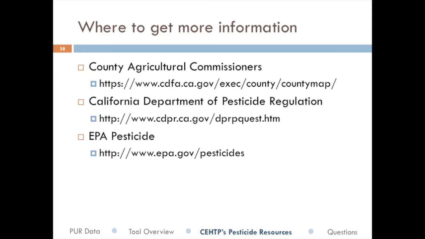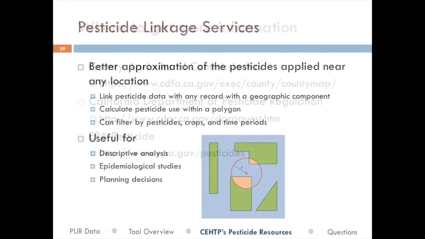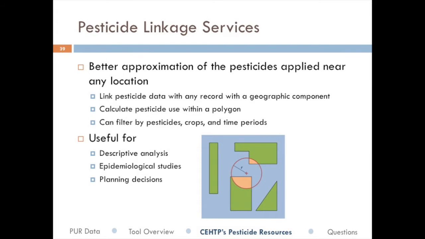Our program also offers pesticide linkage services which calculate or characterize the agricultural pesticides applied within an area. The area can be a specific radius around a point, such as an address, or it can be any shaped polygon. Unlike the pesticide mapping tool, this service takes into account the fields where pesticides are applied rather than assuming the whole section has had pesticides applied evenly. This service also allows us to specify crops, pesticides, and time periods. It can be used to better understand pesticide use near a community for research, planning, and more.